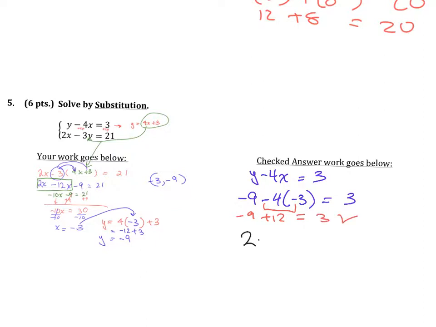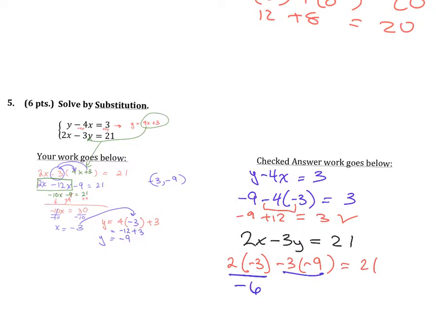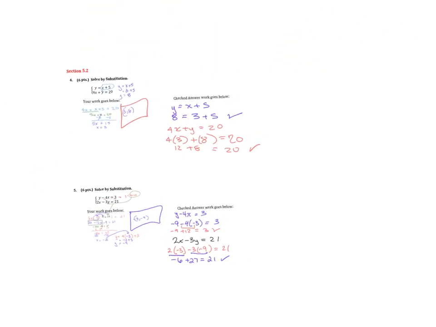The next equation, 2x minus 3y is equal to 21. 2 times x, which is negative 3, minus 3 times y, which is negative 9, should equal 21. 2 times negative 3 is negative 6. Negative 3 times negative 9 is positive 27. That indeed is equal to 21, so I know that my point, negative 3 comma negative 9, is correct. So that was using substitution.